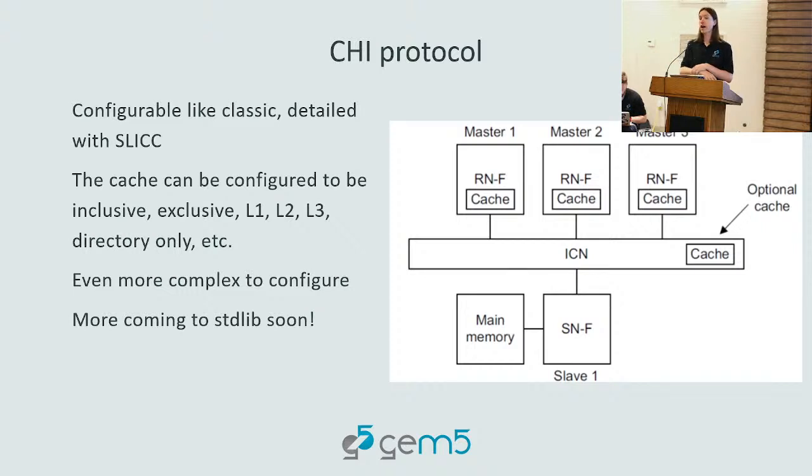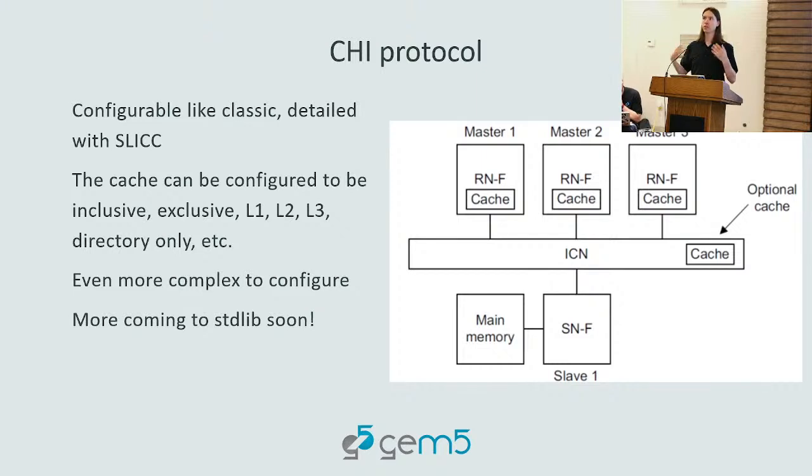Now, the cool thing about Chai is that it was designed such that you can have one configurable controller which could act as an L1, as an L2, as an inclusive cache, as an exclusive cache, as a mostly inclusive cache, as a directory, and everything in between. So this means the protocol written in Ruby and SLICC is way more complicated than what we were looking at today, but it can be configured a lot of the way that the classic caches can be configured.